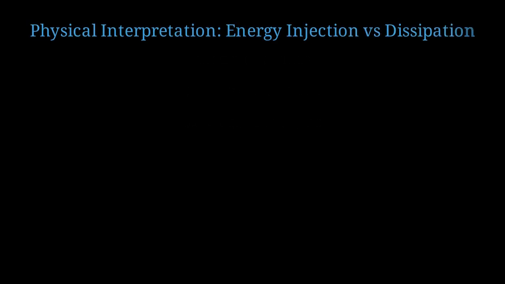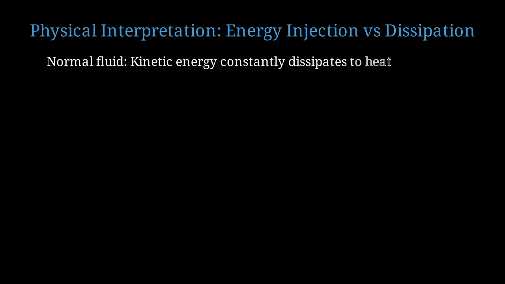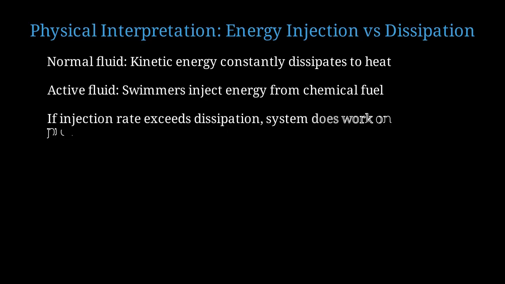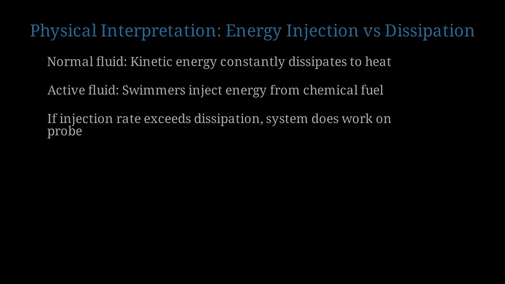Let's think about this more physically in terms of energy. In a normal fluid, energy is always dissipated. In a normal passive fluid, any kinetic energy you inject is constantly dissipated into heat through viscous friction. The system relaxes to equilibrium. In an active fluid, the swimmers are constantly injecting energy from the chemical fuel. This energy goes into fluid motion and stirring. If the rate of energy injection by the active swimmers exceeds the rate of viscous dissipation, the system can actually do work on a probe particle, pushing it along.